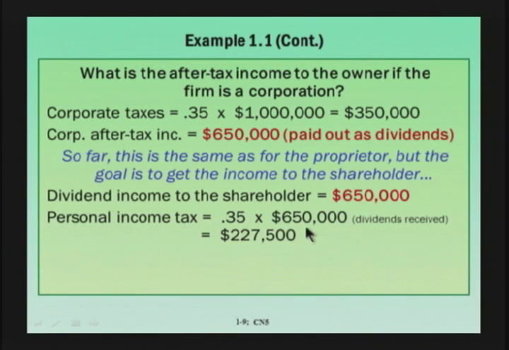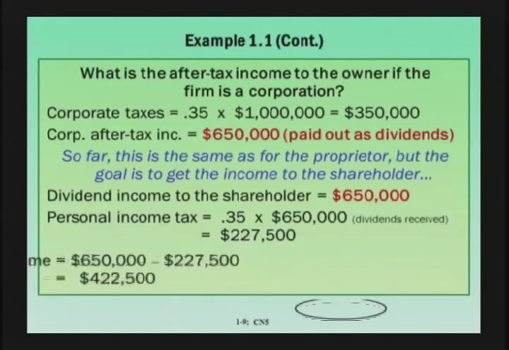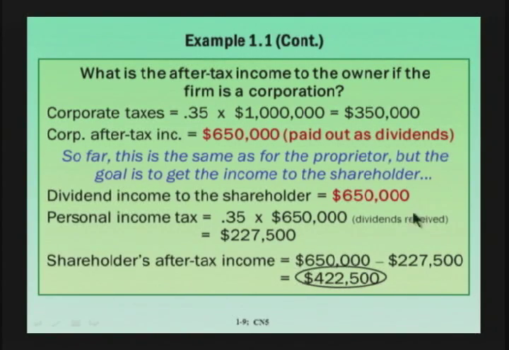So the personal taxes are $227,500. The shareholders received $650,000 in dividends, pay taxes of $227,500, and they're left with $422,500. Remember, when it was a proprietorship, the proprietor was left with $650,000. Now, as a corporate shareholder, because of the double taxation, they're left with only $422,500 after taxes.